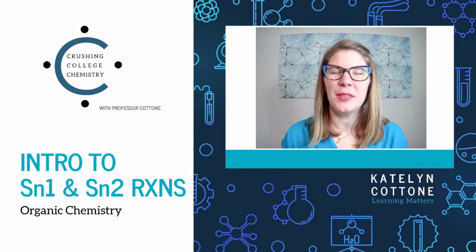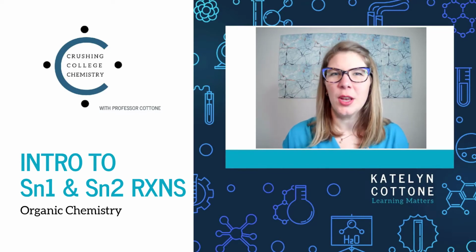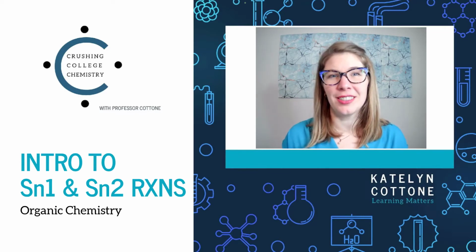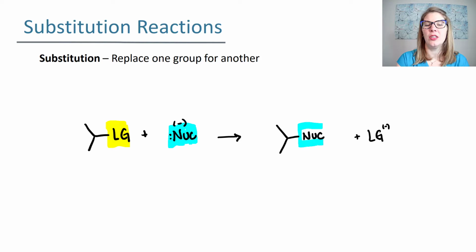Welcome back, students. In this video, we're going to take a short introduction into SN1 and SN2 reactions, which are types of substitution reactions. In substitution reactions, we're replacing one group for another. The leaving group is one group, and your nucleophile is going to do the replacing. So your nucleophile replaces the leaving group, so that now your nucleophile is part of your carbon chain and your leaving group is over here on its own.